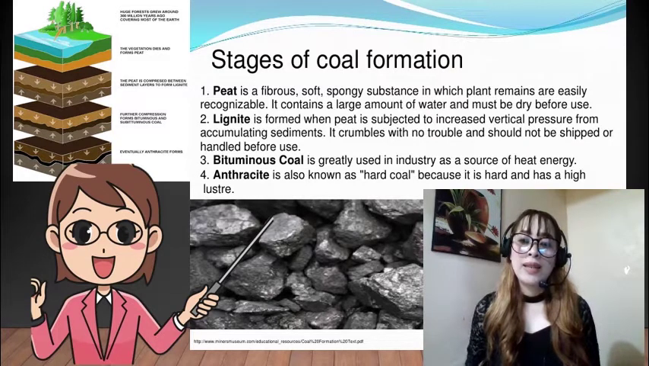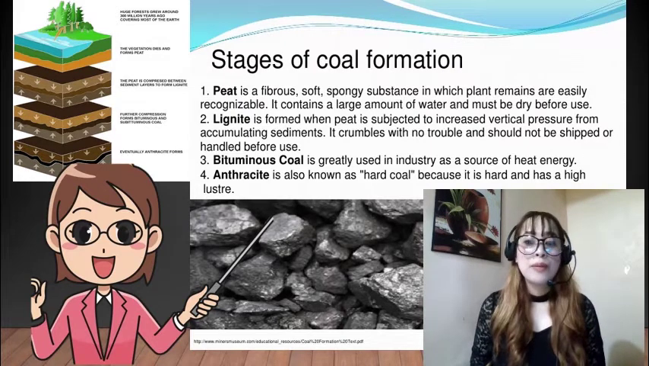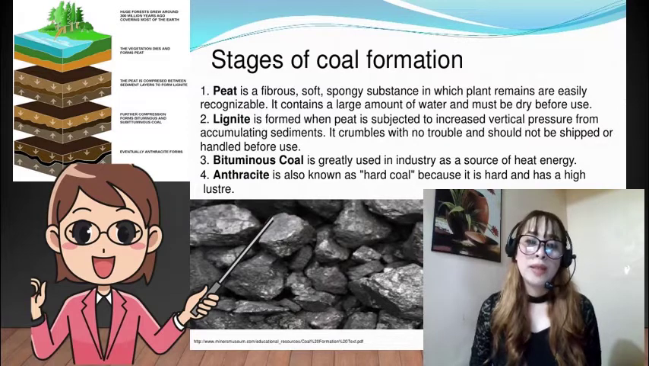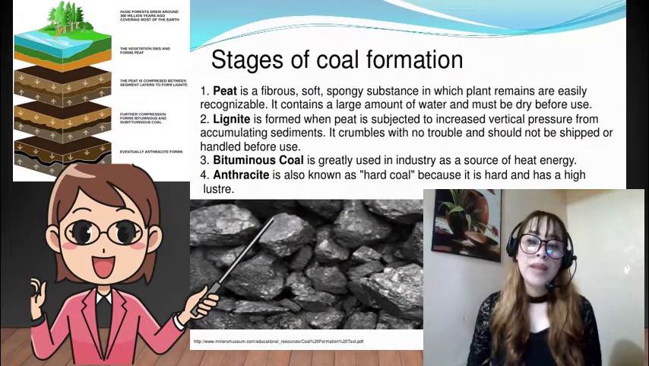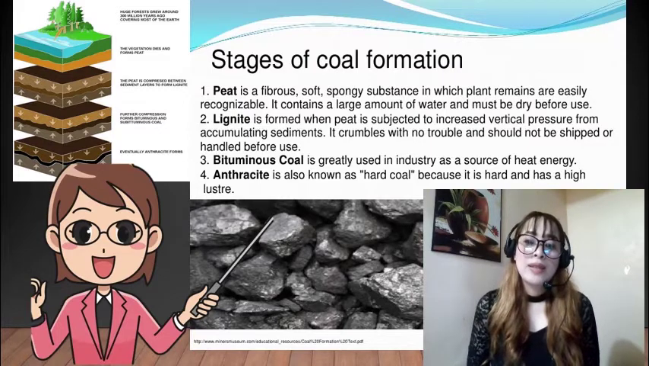Lignite is subjected to increased vertical pressure from accumulating sediments. It crumbles with no trouble and should not be sheathed or handled before use. Next is the bituminous. Bituminous coal is formed once there is further compression of the lignite over a long period of time. And then the anthracite, known as the hard coal because it is hard and has high luster.